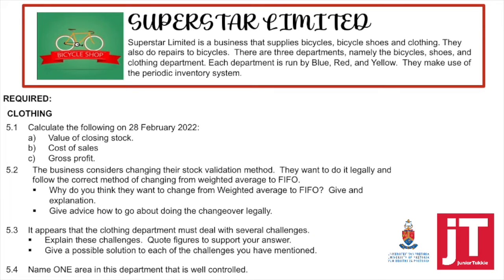Superstar Limited is a business that supplies bicycles, bicycle shoes, and clothing. They also do repairs to bicycles. There are 3 different departments, namely the bicycles, shoes, and the clothing department. Each department is run by Blue, Red, and Yellow. They make use of the periodic inventory system.